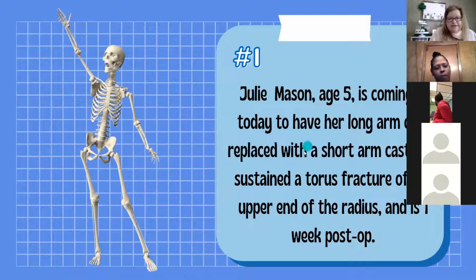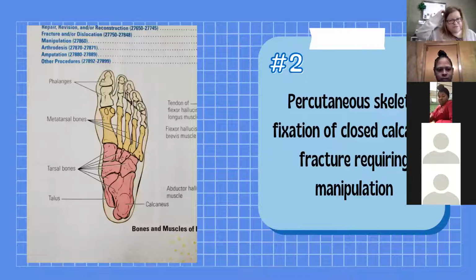All right. So does that make sense to everybody? We looked up cast. We got to the 29075. We had to add our modifier 58 on there. Okay. All right, let's move on to number 2.